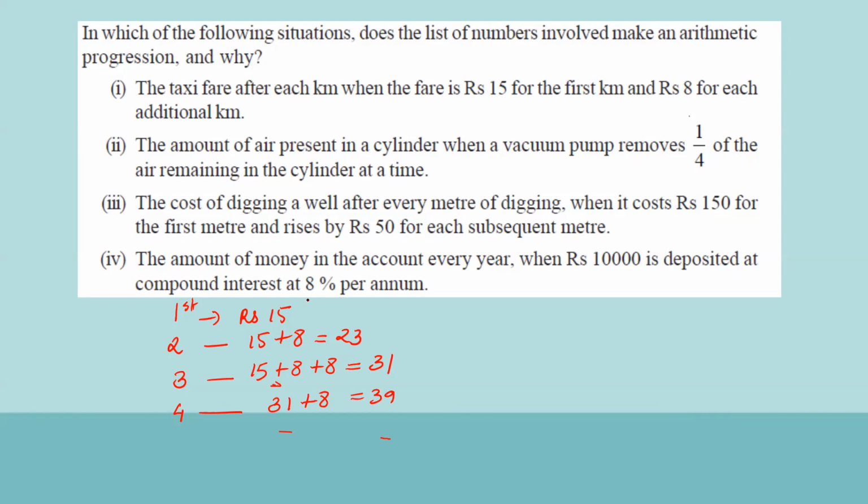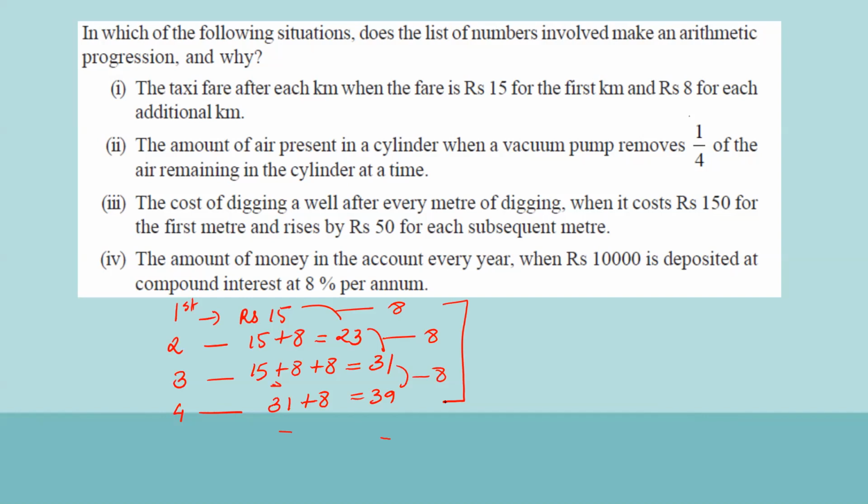So if you observe 15 and 23, the common difference is 8. 23 and 31, this is also 8. So as it is being added by 8 with each succeeding kilometer, yes, it forms an AP.